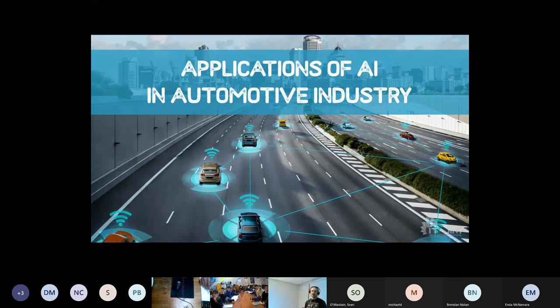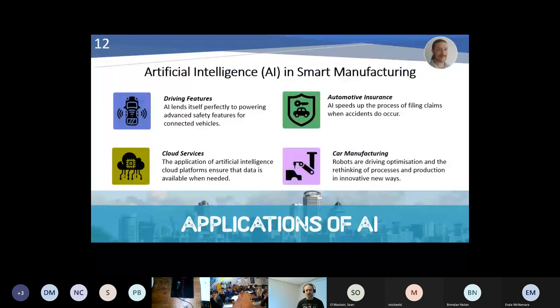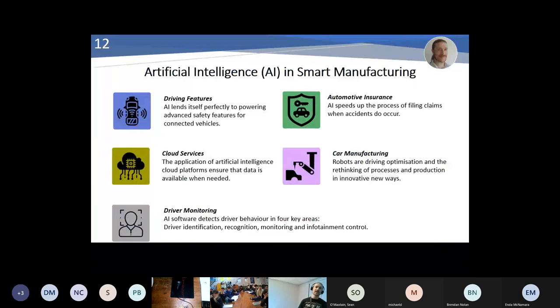So, last thing then. I normally have a slide in here where I would point to the vehicle I have. I'll try and hold it up in a minute to show it to you. But this slide is about the applications of AI in the automotive industry. Artificial intelligence in manufacturing or in the automotive industry lends itself perfectly to powering advances in safety features like lane assist and stuff like that.